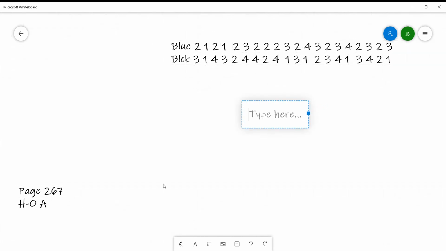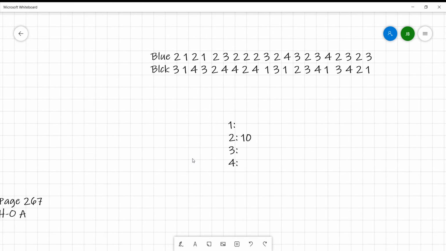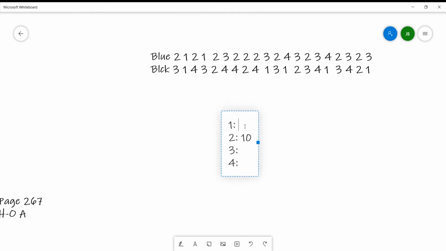For the blue die, we have the result of a 1, result of a 2, result of a 3, result of a 4. So we have, I already counted, there were 10 times the number came up as a 2. Let's count the ones. I don't think there are very many. I think there are 2. 1 came up twice, and early on.